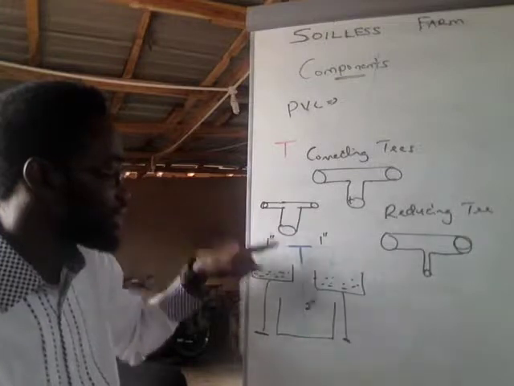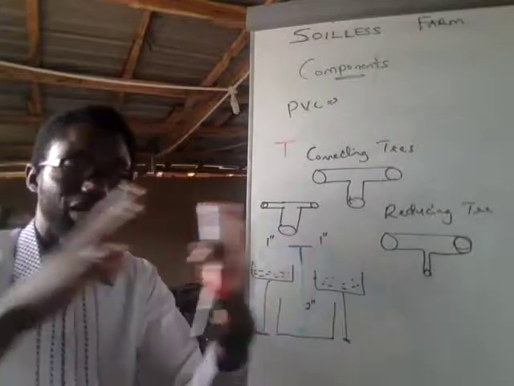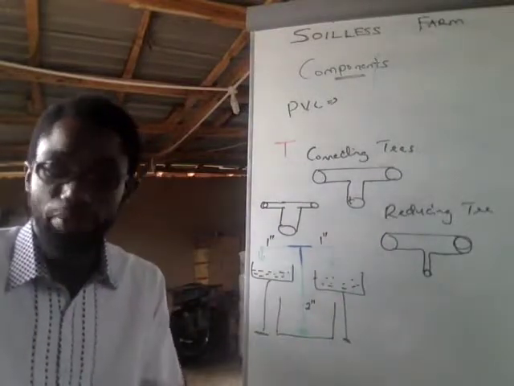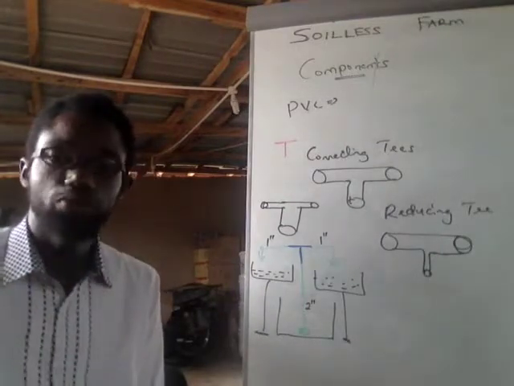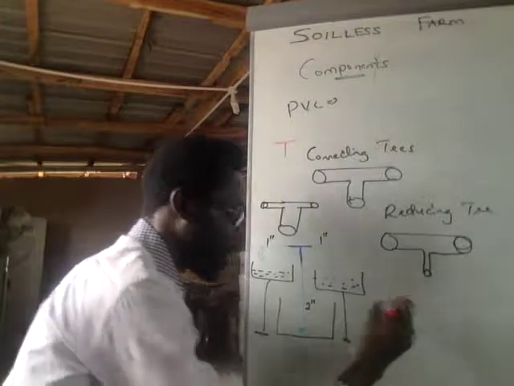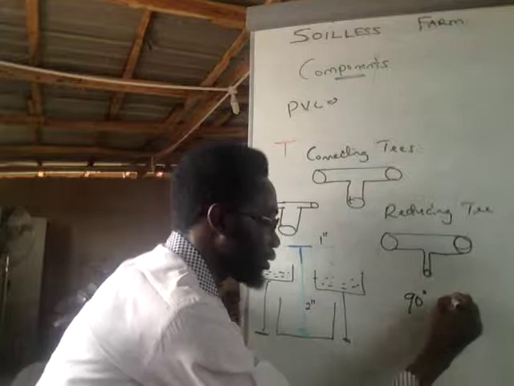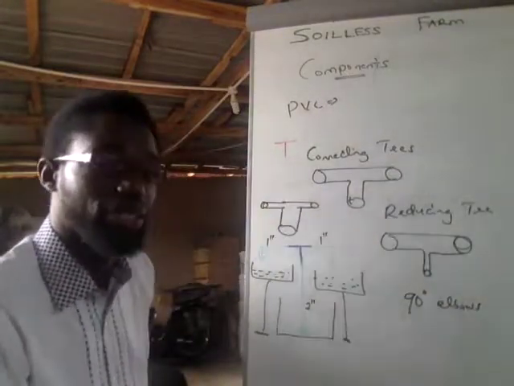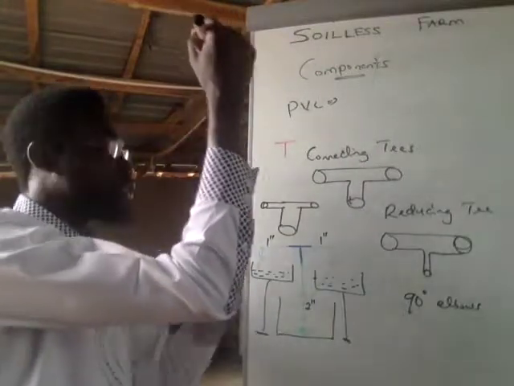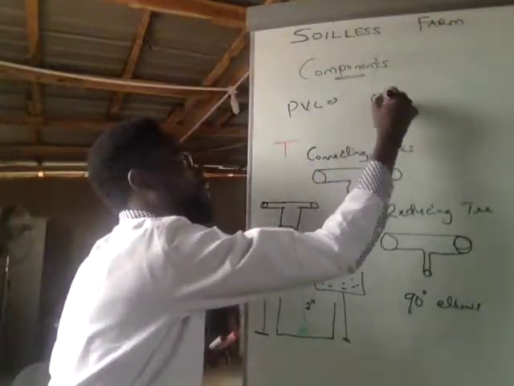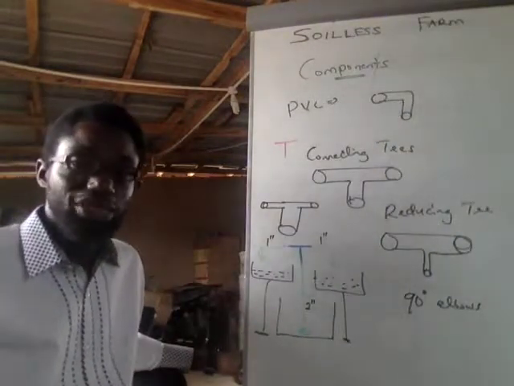So a reducing T is to change from one level of bigness or largeness or diameter to another diameter essentially. So I hope we understand that. Then we have what you call 90 elbows, the 90-degree elbow. I'm saying all of this so you understand. An elbow, just like my hand, you can see this is an elbow, right? A connector that essentially looks like an elbow, that looks like a 90 degrees.